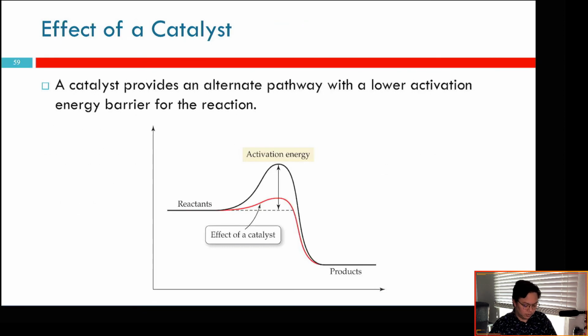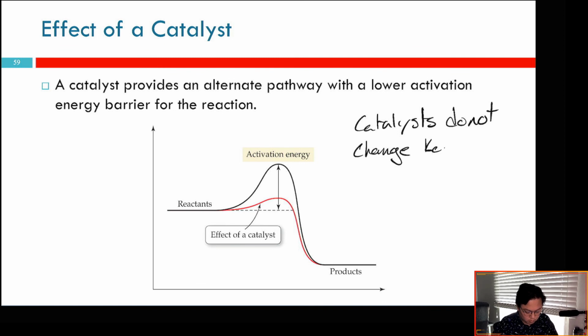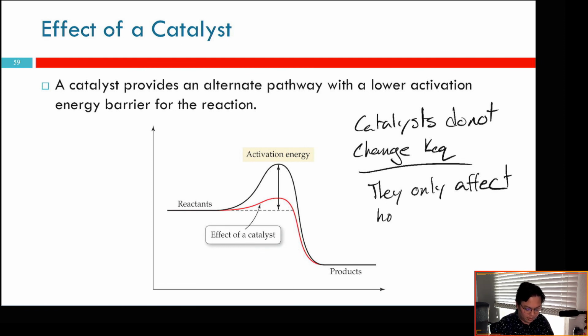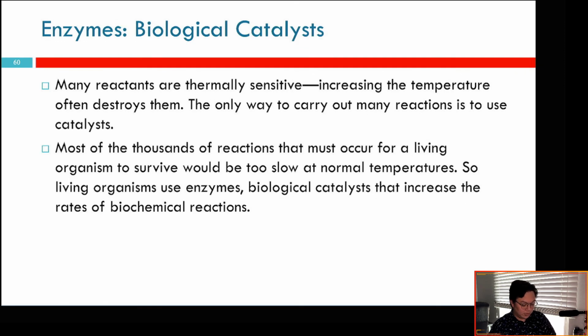I'm going to write that on the slide. They only affect how fast. Okay, there we go. All right, they only change how fast we get there.